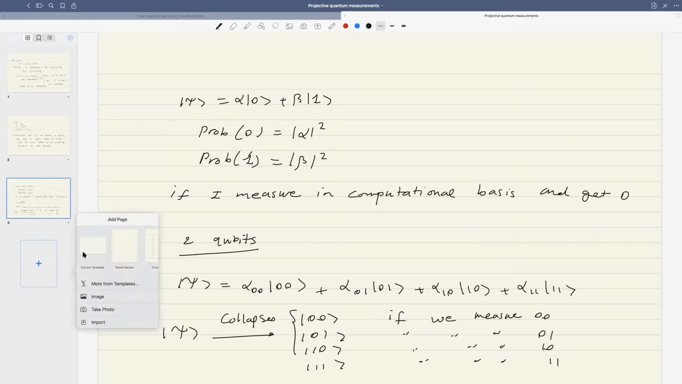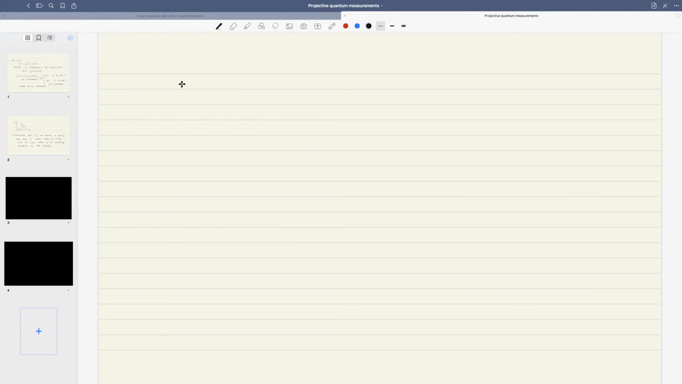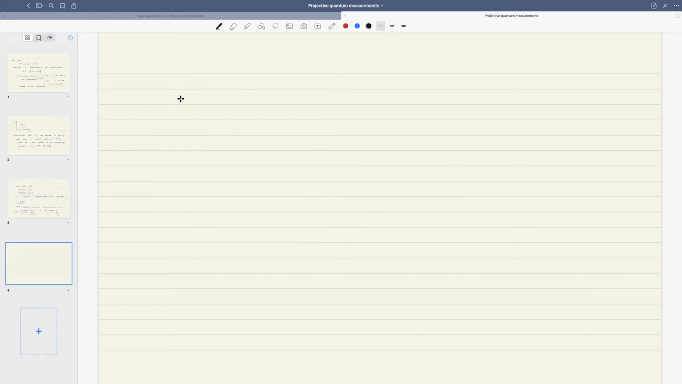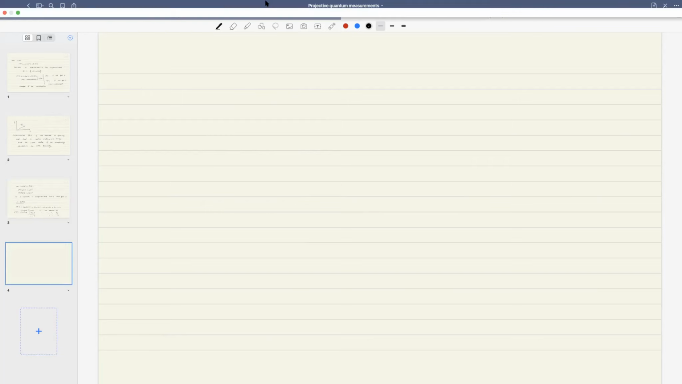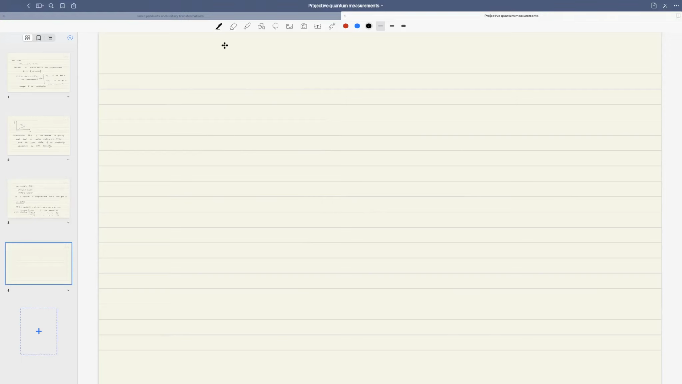Now, let's consider a more complicated case where we have a system of multiple qubits, but we perform the measurement on a subset of those qubits. So suppose you have 2 qubits, you perform a measurement on 1, or you have 3 qubits, you perform a measurement on 1 or 2, not on all of them. So let's talk about partial measurements.